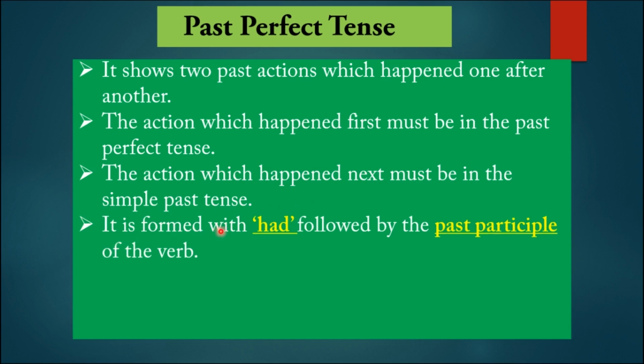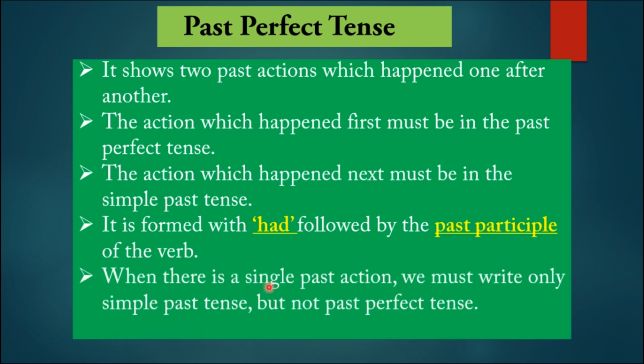It is formed with had followed by the past participle of the verb. Children, you know, present perfect tense is formed with have or has followed by the past participle. So it is concluded that all perfect tenses, meaning present perfect, past perfect, and also future perfect, must have past participles. Okay, good.